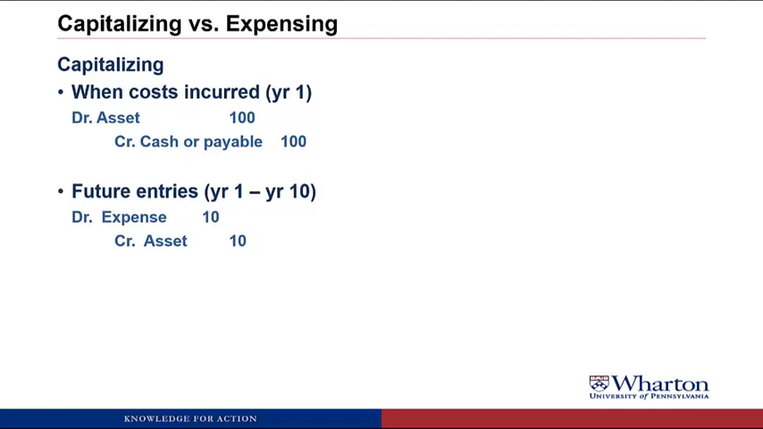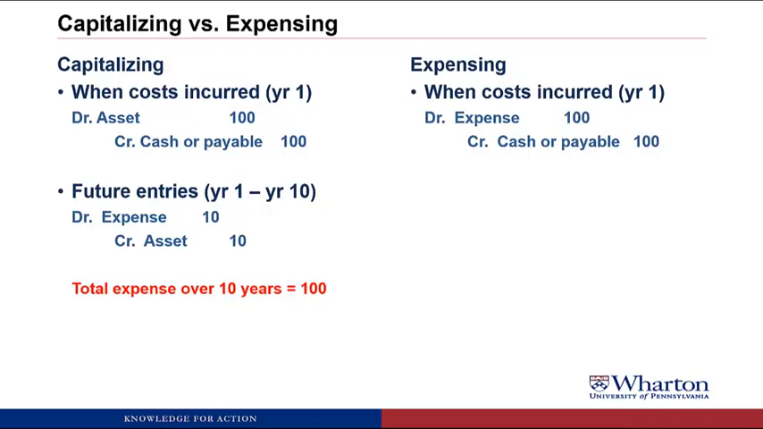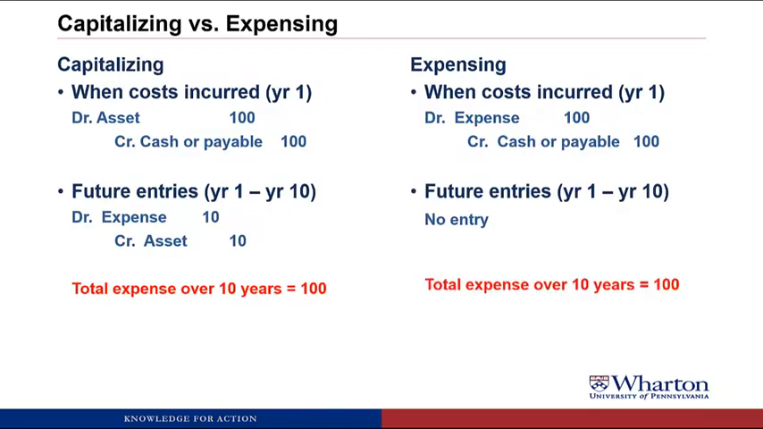Then in the future, let's say over 10 years, we systematically reduce that asset each year and recognize an expense so that we have a total expense over the 10 years of 100, which equals the original cost that we incurred. When we talk about expensing a cost, we take the same cost, and in this case, we debit expense immediately. So we recognize the entire cost as an expense with no asset. Then there are no journal entries that we need in the future, and we end up with the same expense over the 10 years of 100 in this case.